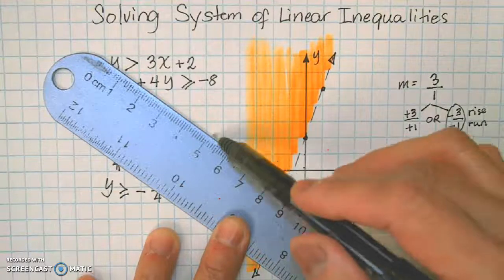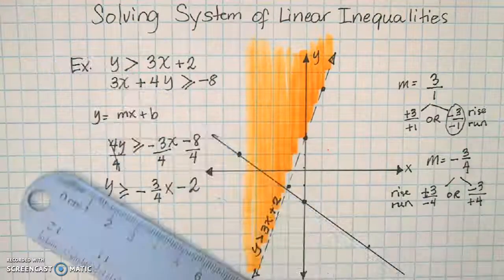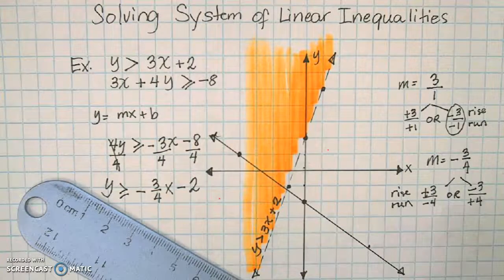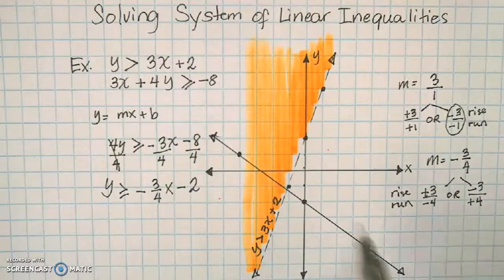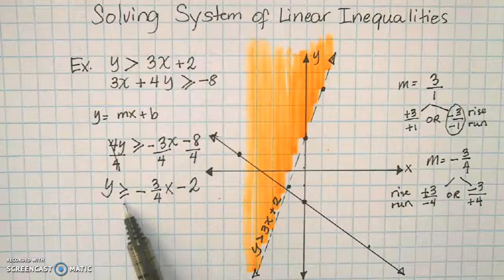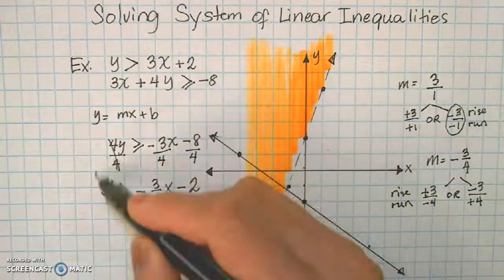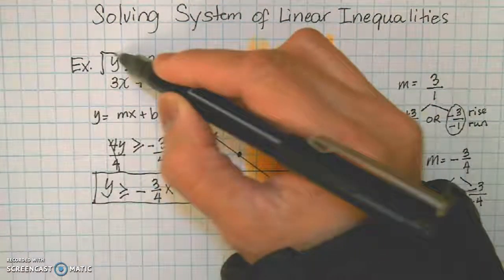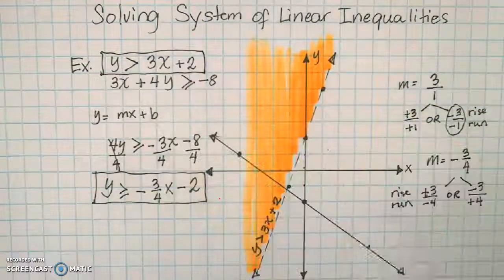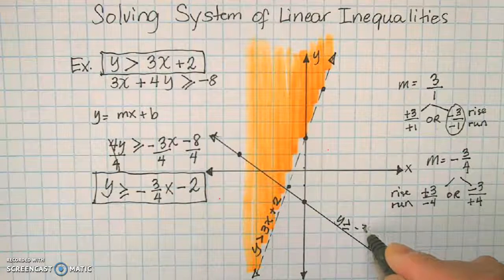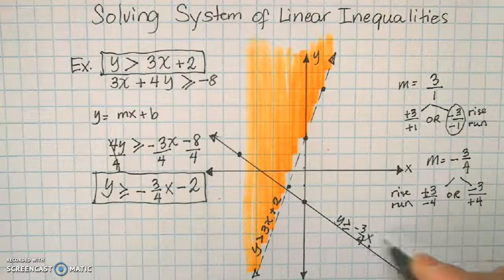and you will use a solid line. The reason we used a solid line is because for this particular line, your inequality has an equal sign at the bottom. So this is your second line. This is your first. We're going to name our second line. And this is y greater than or equal to negative 3 over 4x minus 2.